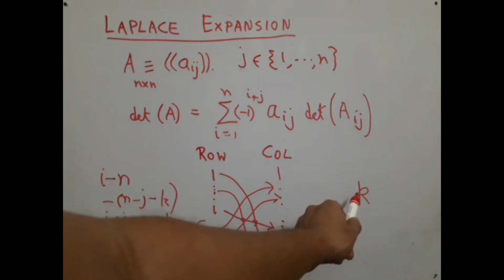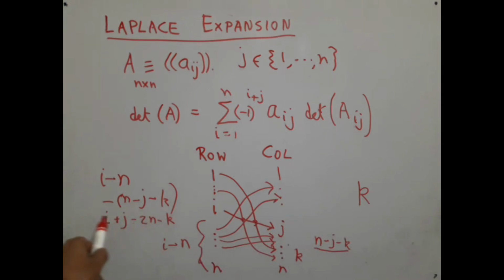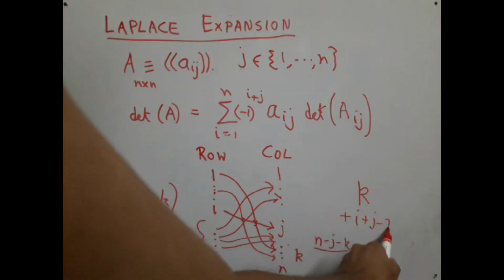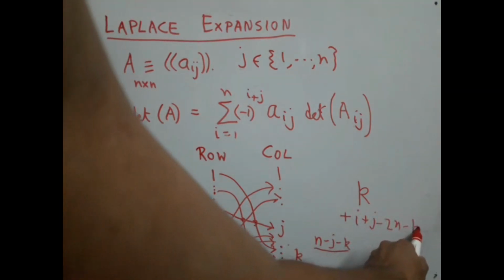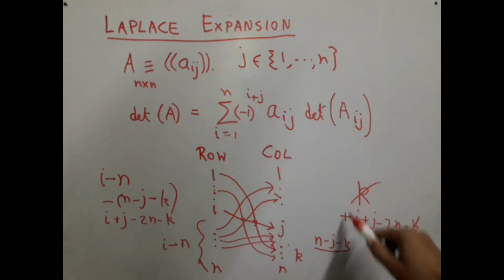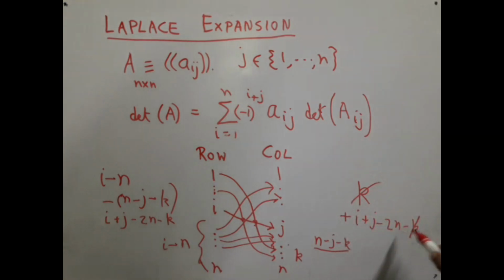So I already had k crossings. Now with it I add this many. So with it I add i plus j minus 2n minus k, which means the total number of crossings that I get is, cancelling k and k, i plus j minus 2n. Now remember, I care only about the parity of the number of crossings, that is whether it is even or odd.